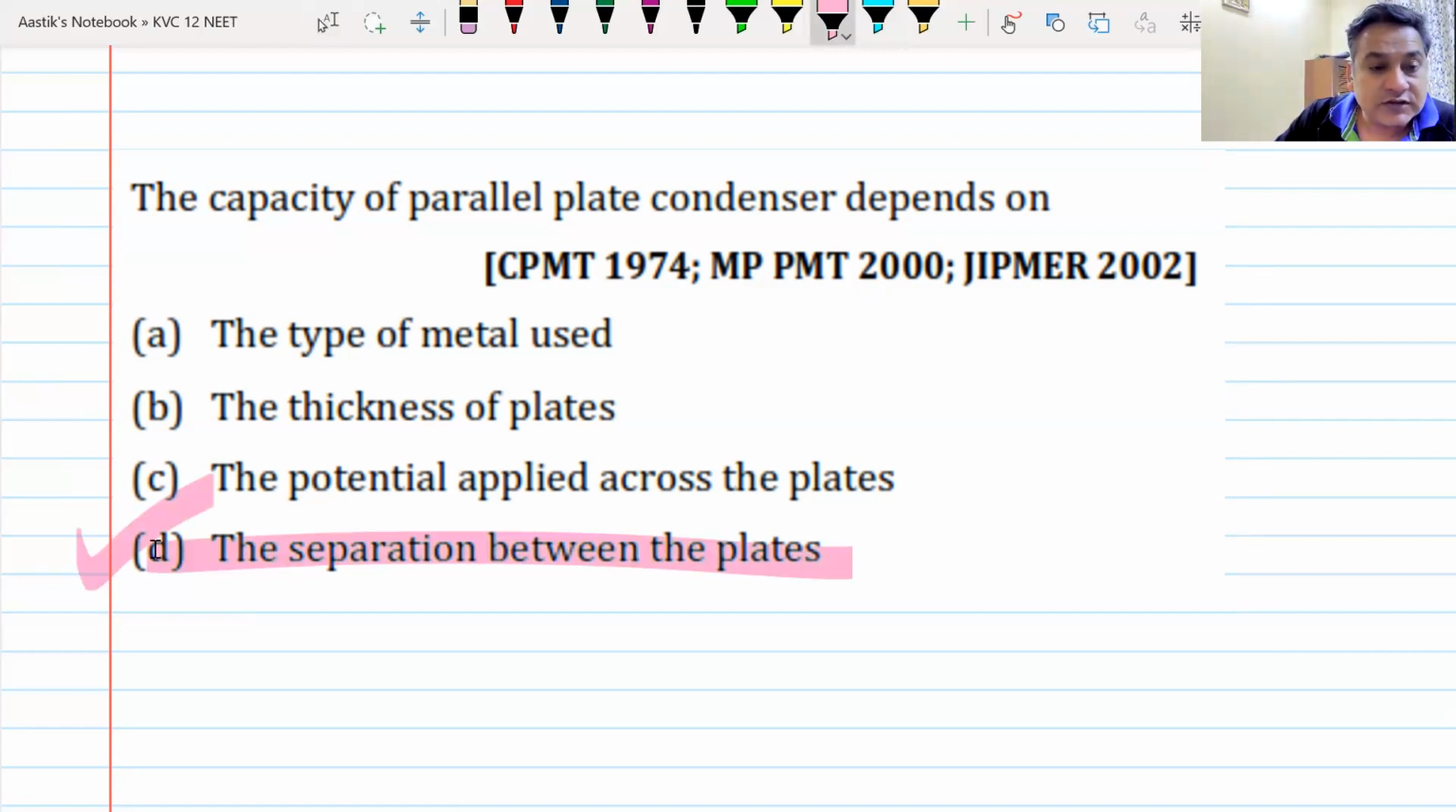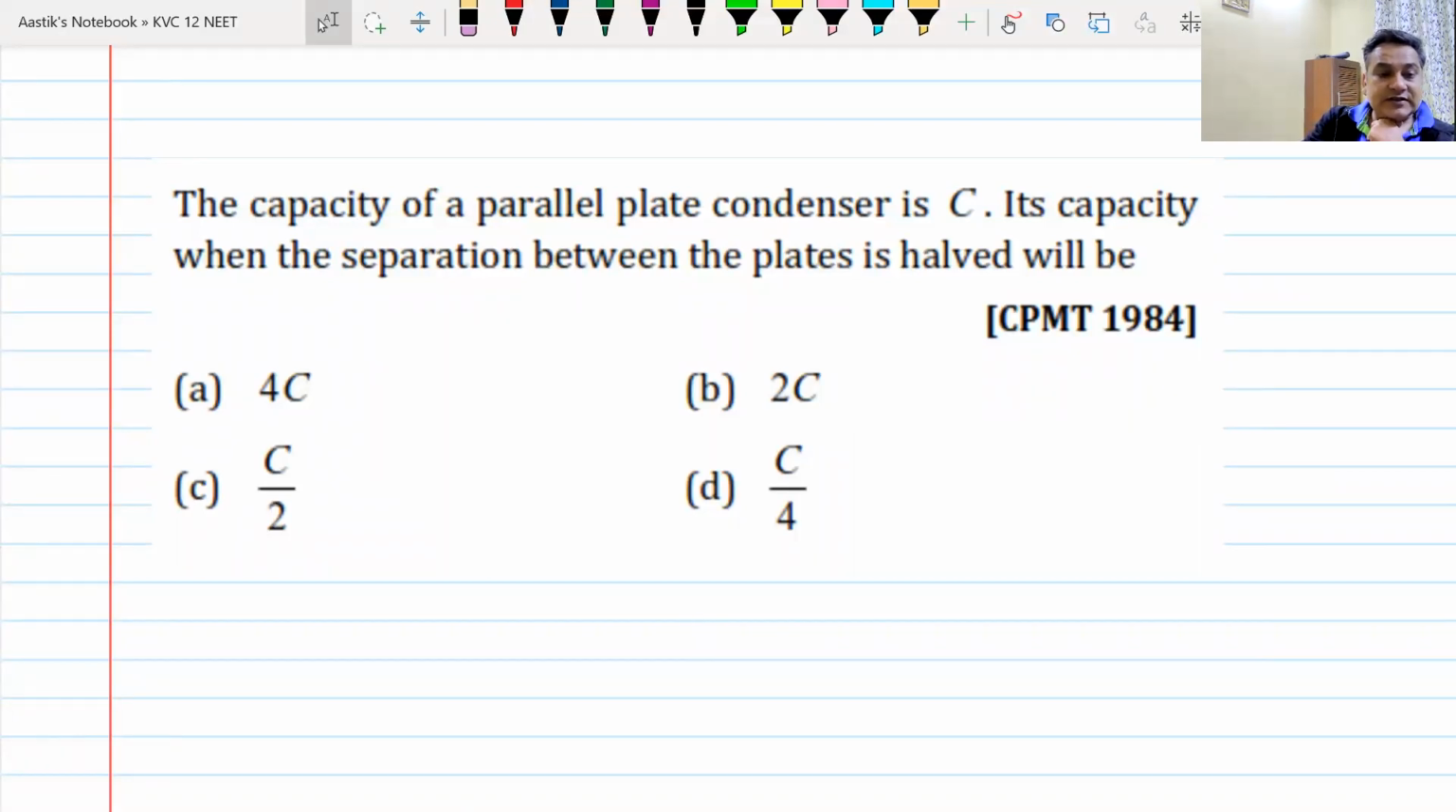The next question. The capacity of a parallel plate capacitor is C. What is the capacitance when the separation between the plates is half? If the distance between them is half, then what will happen? What is the answer? Distance is halved. What will happen to the capacitance? And the answer is, we've done this question before.